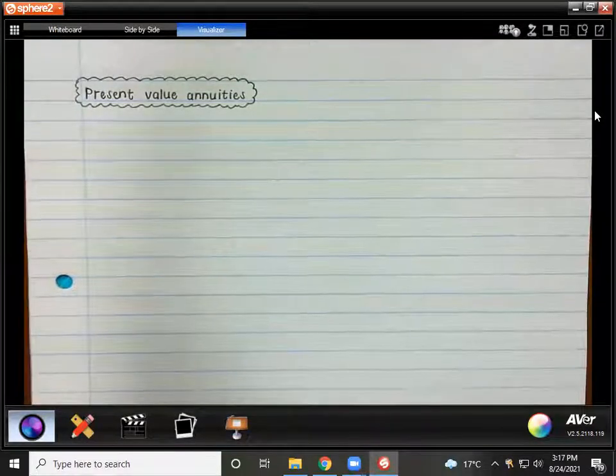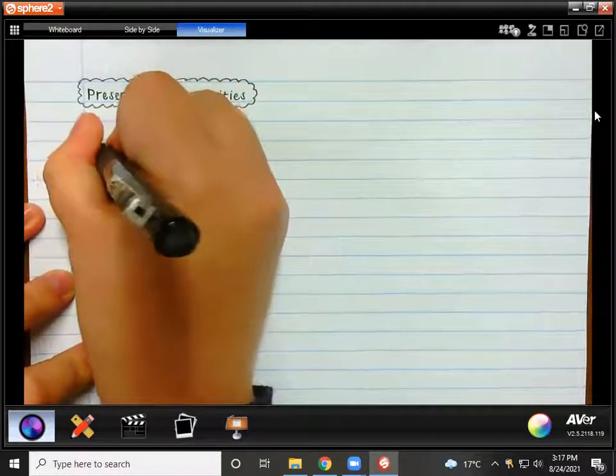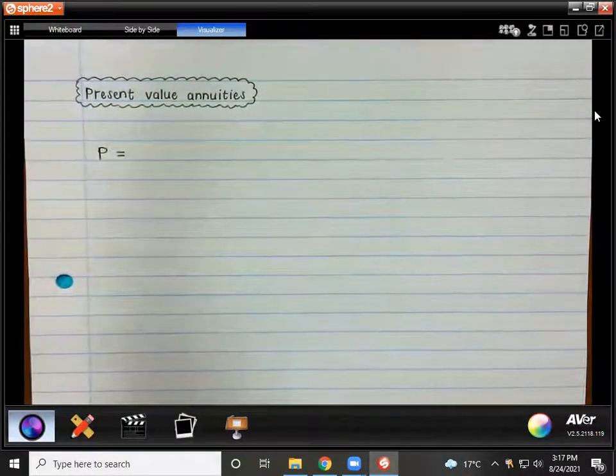All right, present value annuities. The formula I'm just going to write down quickly. It's different from this morning's one. So P is equal to... I'll explain the difference between the two just now. I just want to make sure I have the correct formula here.